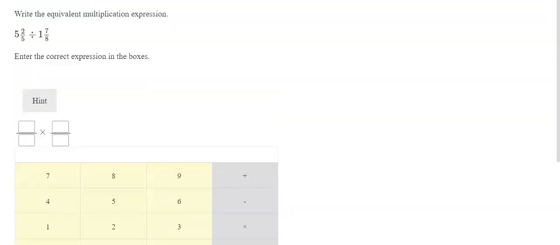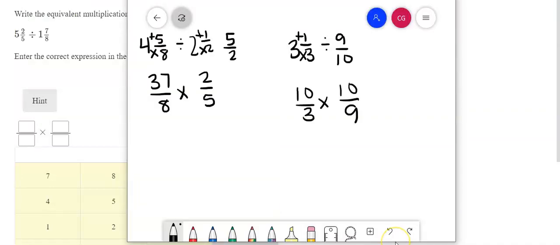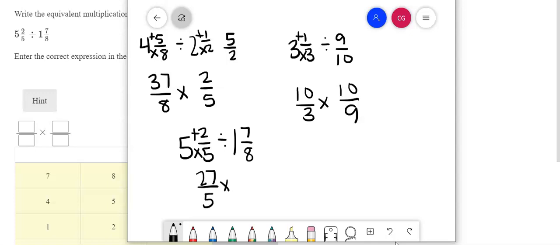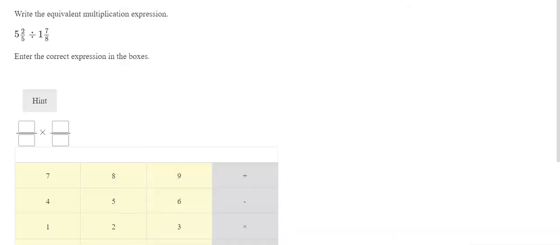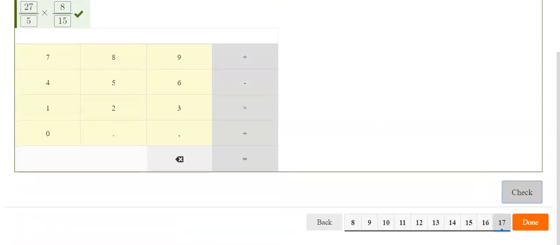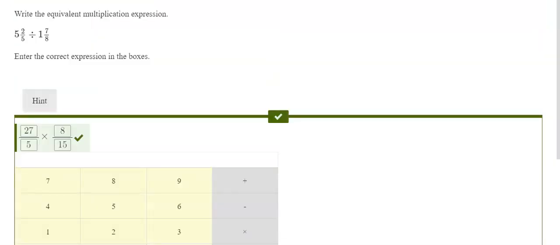17. We have 5 and 2/5 divided by 1 7/8. 5 times 5 is 25, plus 2 is 27 over 5. Division changes to multiplication. 8 times 1 is 8, and 8 plus 7 is 15 over 8. And then we're going to flip it to 8 over 15. So 27 over 5 times 8/15. And we are done with On Your Own.